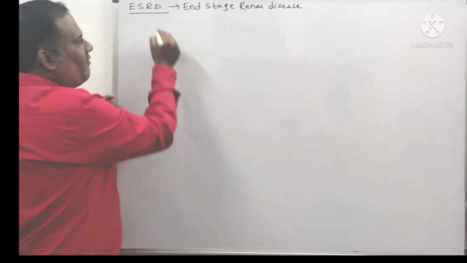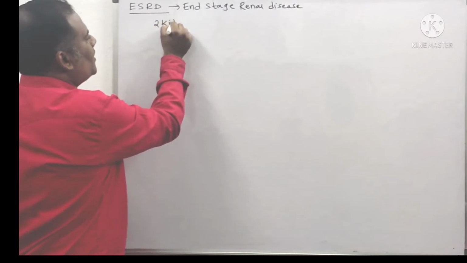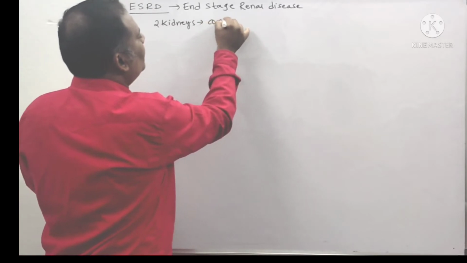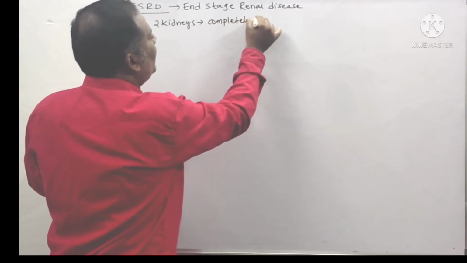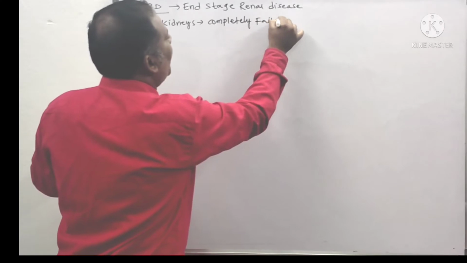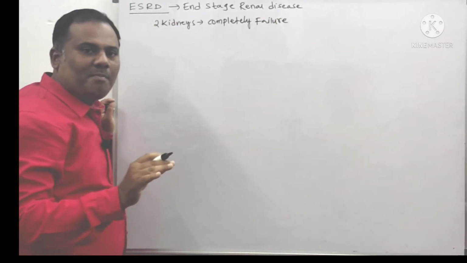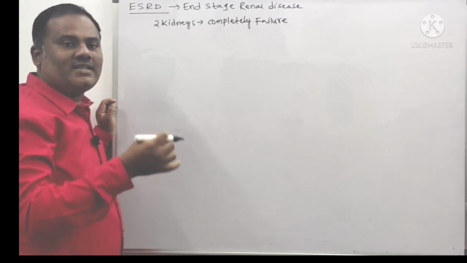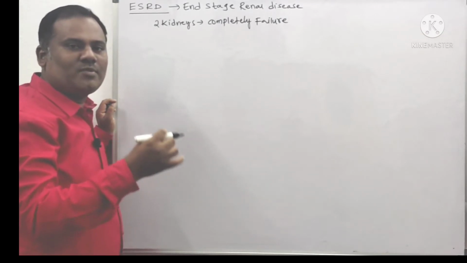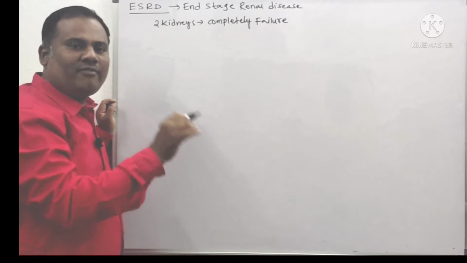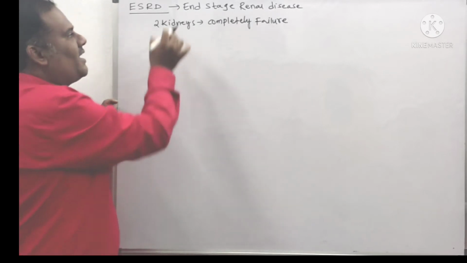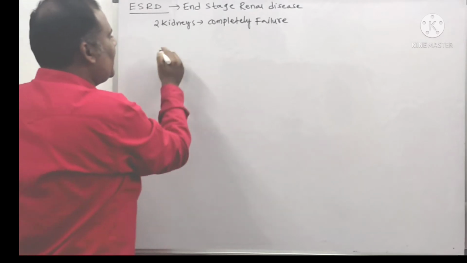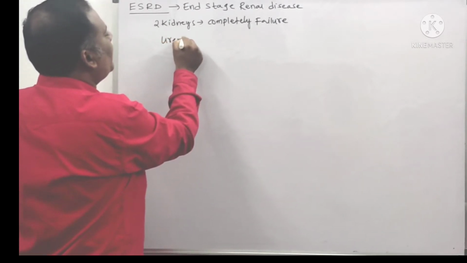What do you mean by this? It means when the two kidneys completely fail, at that time there is no natural filtration of blood in the kidneys. Then the excess amounts of water and excess amounts of salts will be left over in the body. That condition is called ESRD, end stage renal disease, which leads to a disease called uremia.